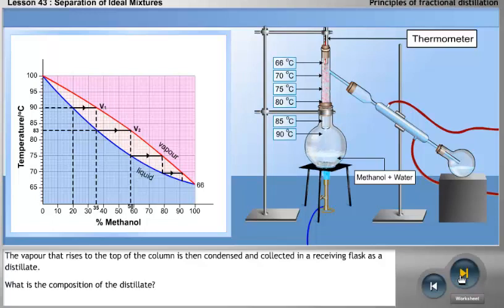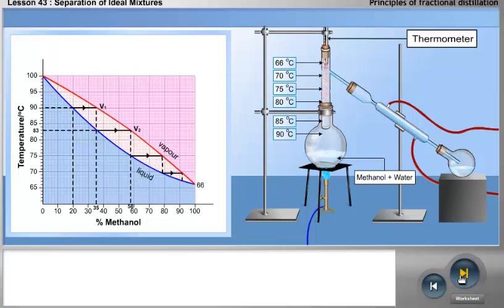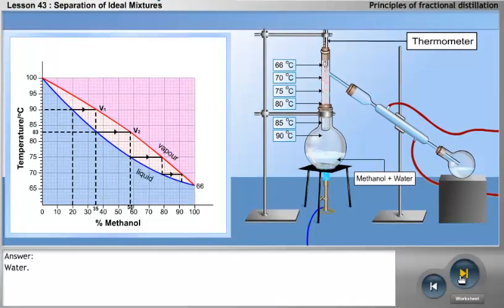The vapor that rises to the top of the column is then condensed and collected in a receiving flask as a distillate. What is the composition of the distillate? Answer: the distillate is pure methanol. What is the residue in the distillation flask? Answer: water.